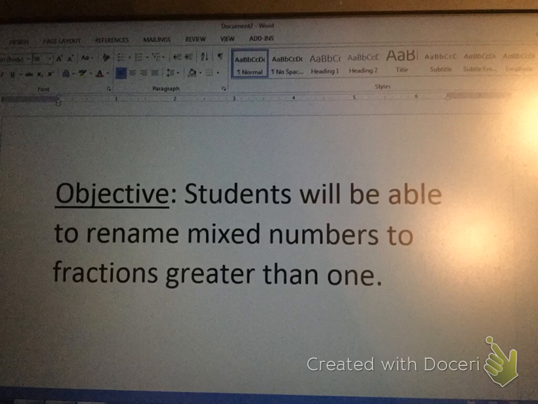Today's lesson objective is students will be able to rename mixed numbers to fractions greater than 1. So remember that a mixed number is a number that has a whole number, such as 2, and a fraction, such as 1/3. So a mixed number has a whole number and a fraction. Today we are going to learn how to rename these mixed numbers into fractions greater than 1.